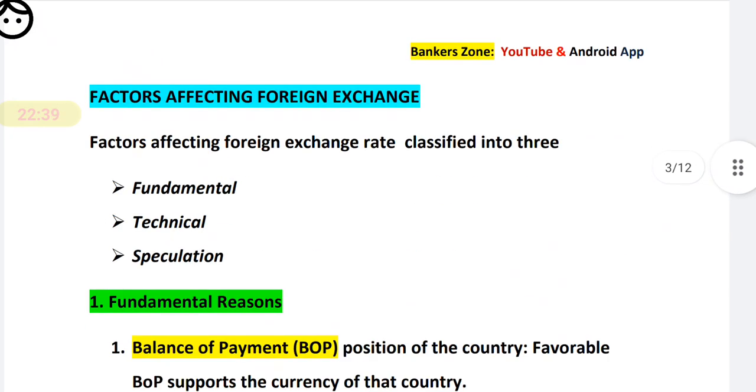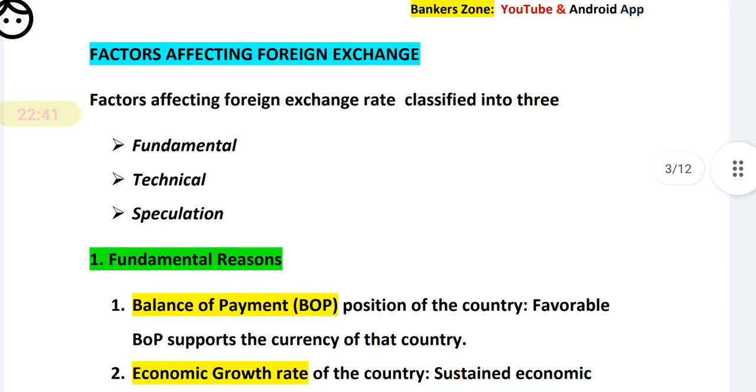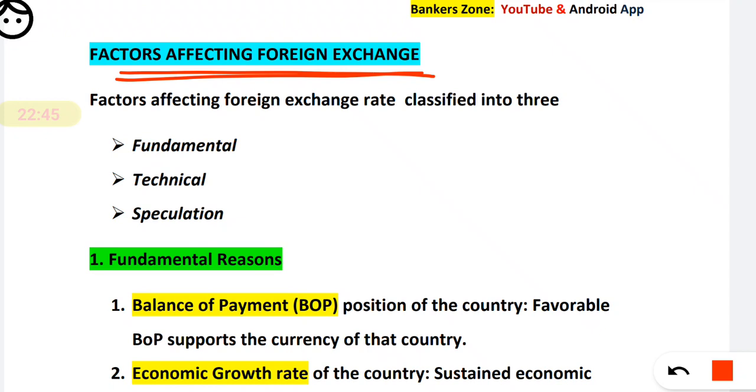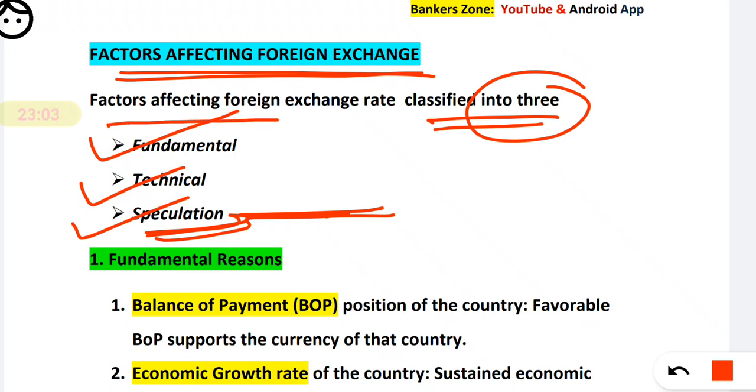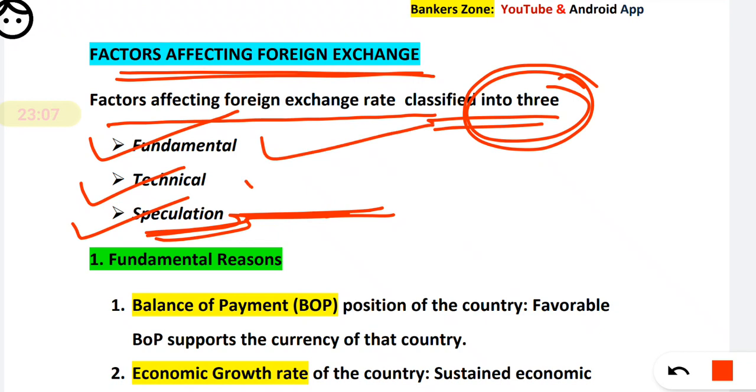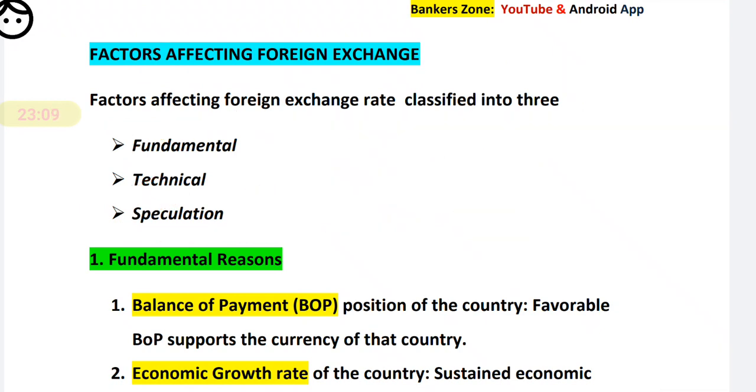Now what we have to discuss are the factors affecting foreign exchange. What factors can affect foreign exchange? Basically they are classified into three: some are fundamental factors, some are technical factors, and some are speculation. Speculation means you have a motive of earning a profit by doing something wrong. So the factors affecting foreign exchange fall mainly into three categories: fundamental, technical and speculation. Let's discuss them one by one.